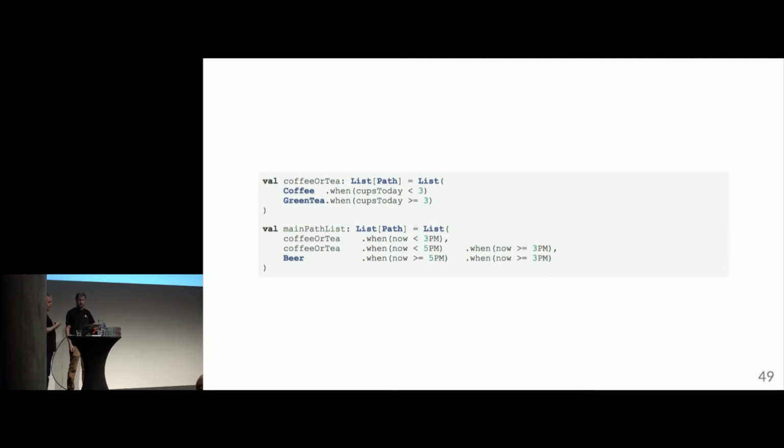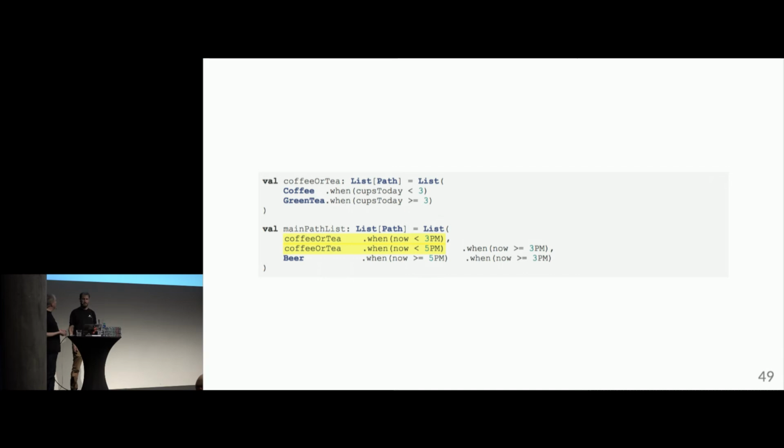But hang on. The types don't quite work out yet. Coffee or tea, when we extend it, is a list of paths itself, but we're trying to put it into another list of paths. So that doesn't work, because we're going to end up with a list of lists of paths. We need some way to let us take that list of paths and turn it into something path-like, but representing multiple paths under the hood.